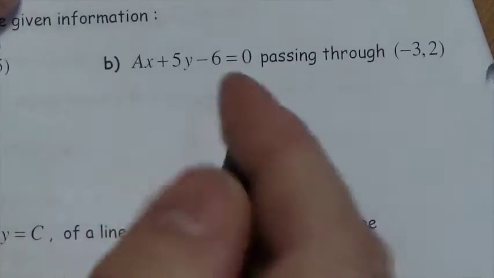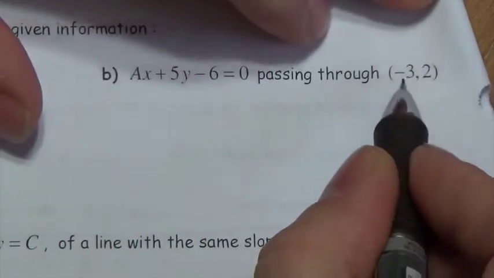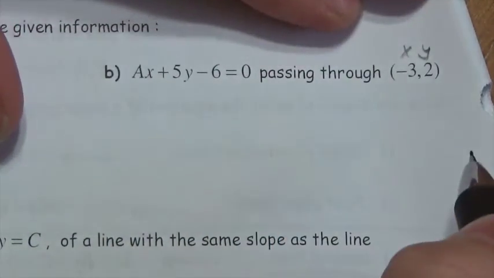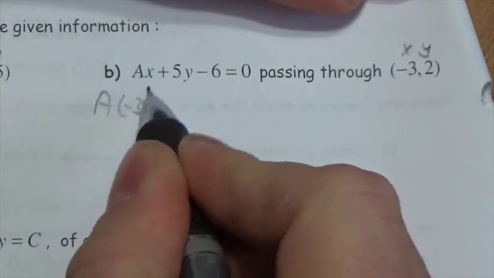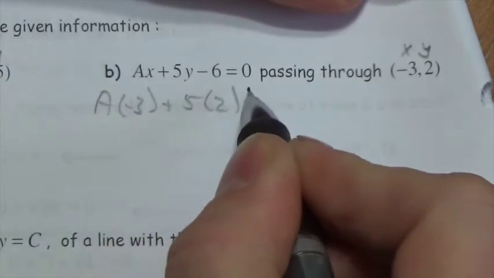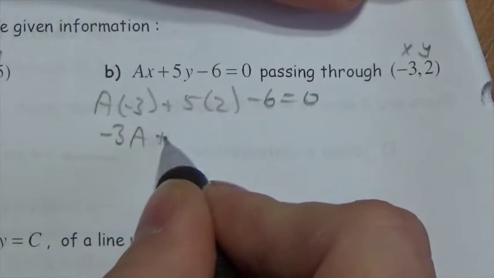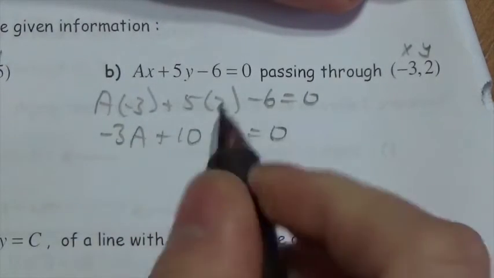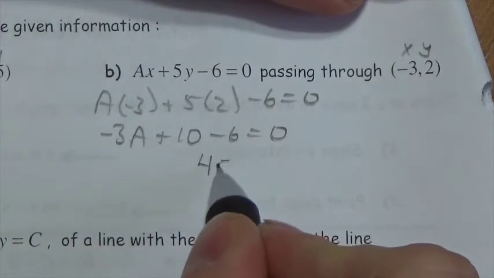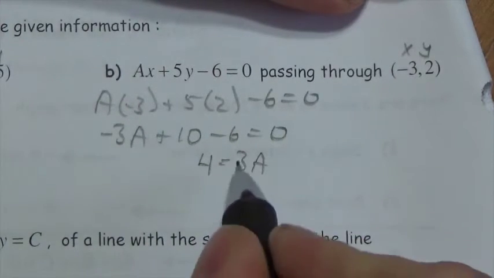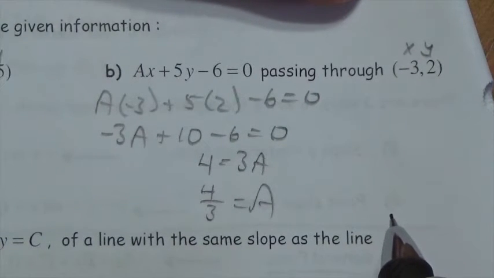Let's take a look at this next one here. Ax plus 5y minus 6 equals 0, and again passing through the point negative 3, 2. There again are my x and my y coordinates. So this is going to be a times negative 3 plus 5 times 2 minus 6 is equal to 0. So what we got here? We got negative 3a plus 10 minus 6 equals 0. And maybe I bring the 3a term over again. But 10 minus 6 is 4 equals 3a. And then we would divide by the 3 to get that a is 4/3.